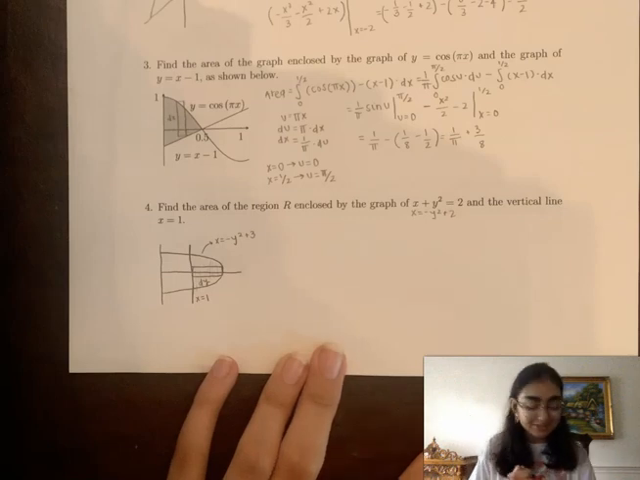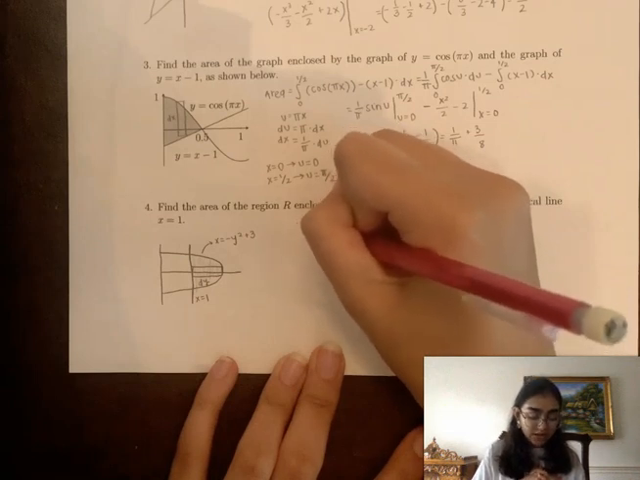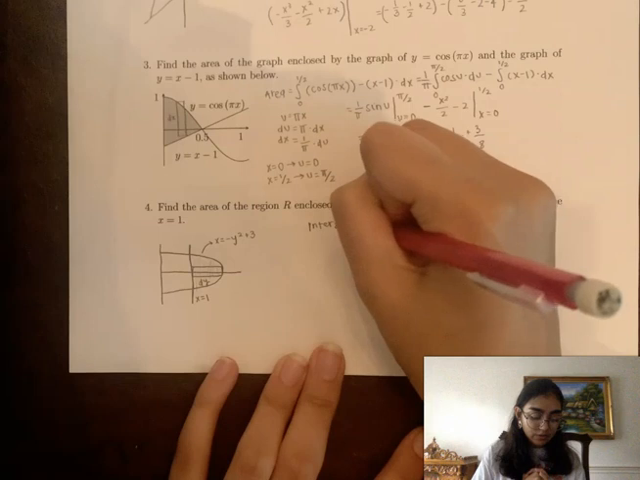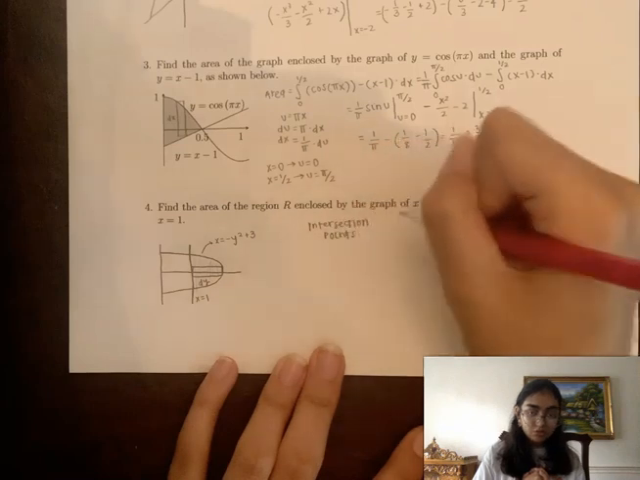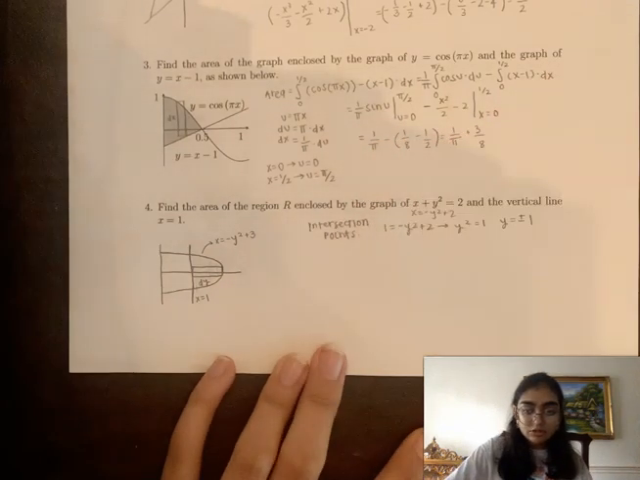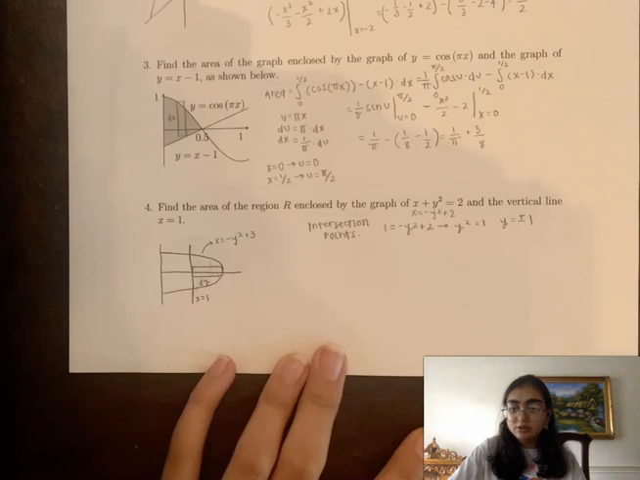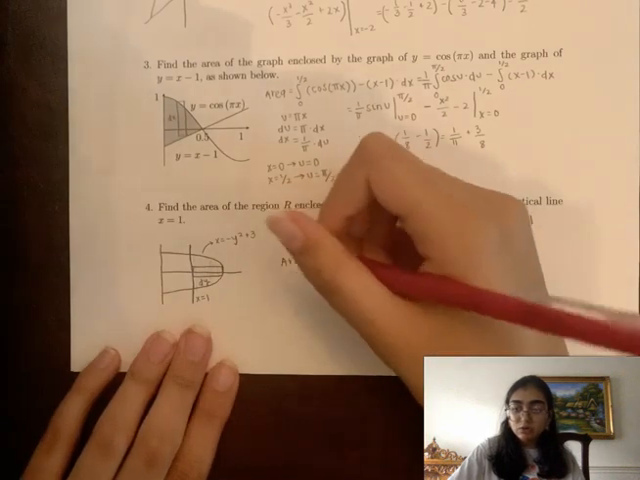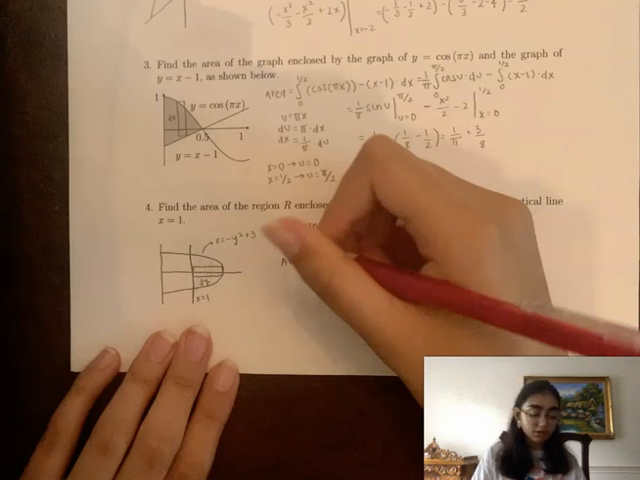Okay, now intersection points. So what we're going to do is set both of our functions equal to each other. So we're going to have 1 equals negative y squared plus 2, which we can rewrite to be y squared equals 1, which means that y is equal to plus or minus 1. So the actual xy coordinates where the two functions intersect are going to be 1 comma negative 1 and 1 comma positive 1. But since we're only dealing with y's in this equation, we only need the y coordinates for our integral.